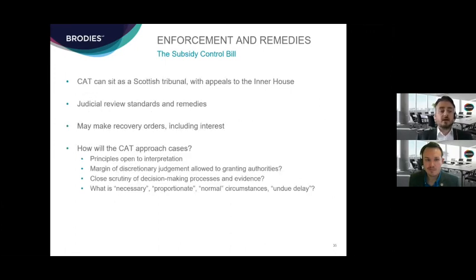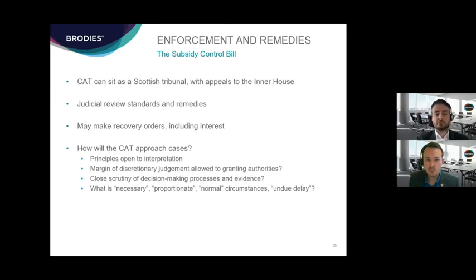The CAT, as in all things, can sit as a Scottish tribunal, in which case it applies Scots law, Scots rules of evidence and procedure, and appeals go to the Inner House. Wherever it's sitting, it will adopt judicial review standards and remedies. So essentially that means you're going to be looking at state aid cases as a species of ultra vires cases. And it can order recovery. So as under EU law, if subsidies are unlawfully granted, then the CAT can order the recovery of that, including the payment of interest. So we have various questions about how the CAT is going to approach cases.